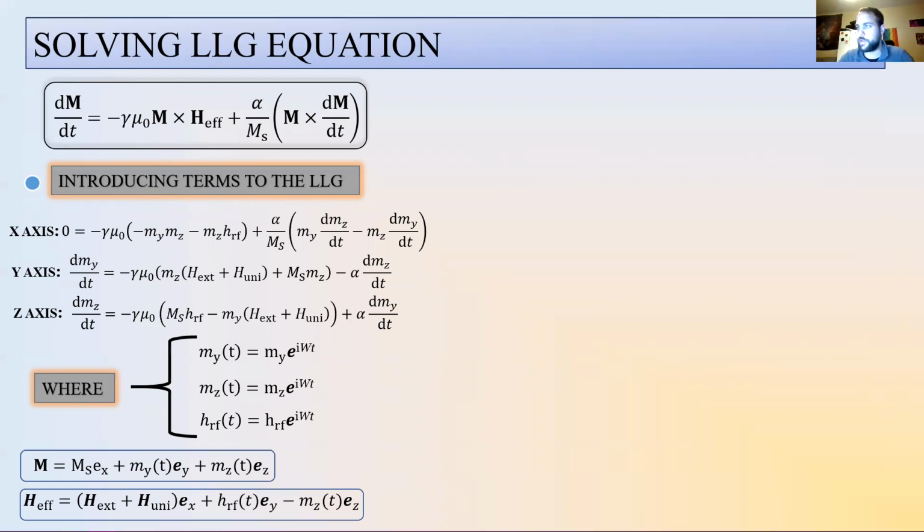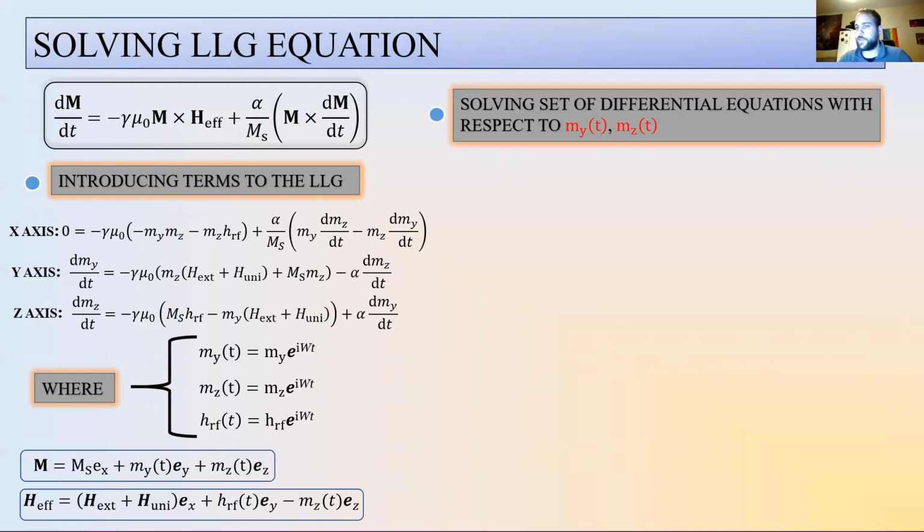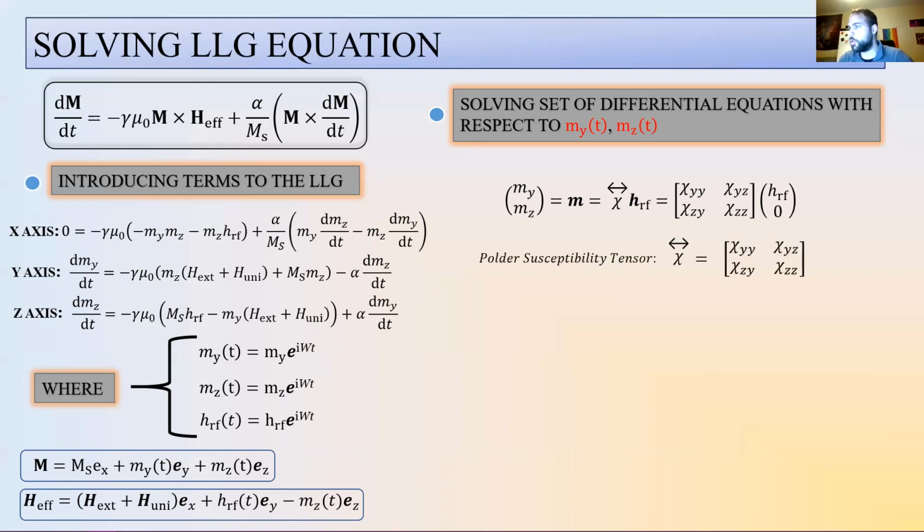These are the terms that we have found from the previous analysis by taking several assumptions. Solving this set of differential equations, which are the y and z components of the magnetization, we can find a matrix called the polder susceptibility tensor, which includes the information about the susceptibility directions for each component, which is the yy, yz, zy, and zz directions.